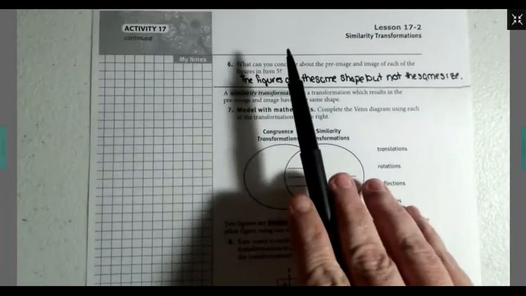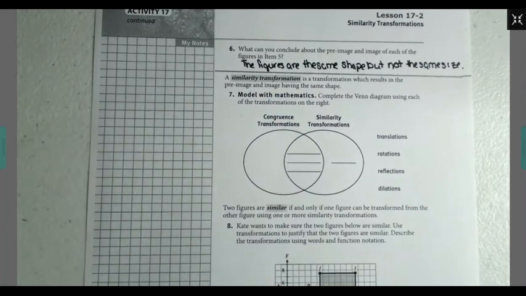And the next question states, what can you conclude about the pre-image and image of each of the figures in item 5? Well, by looking at them, I noticed that all of them have the same shape. However, not all of them have the same size. On to the next set of questions.